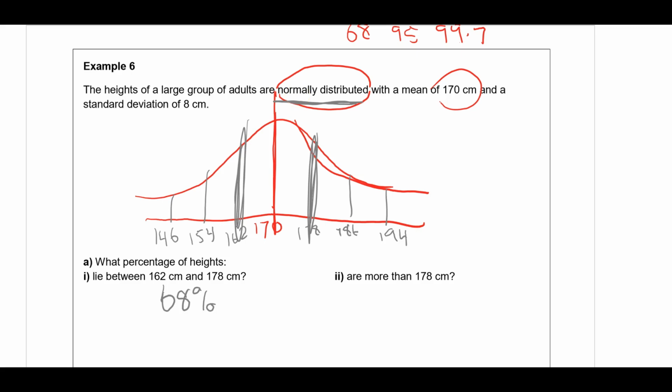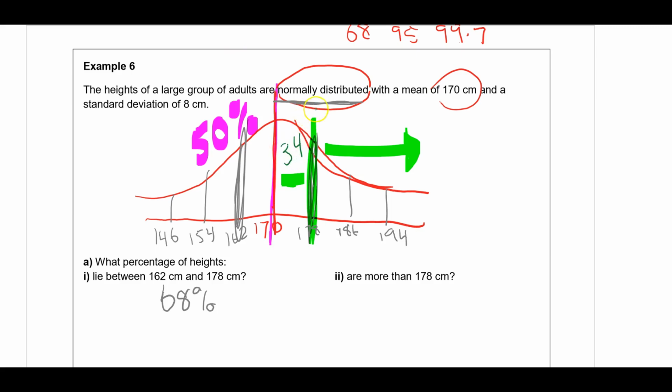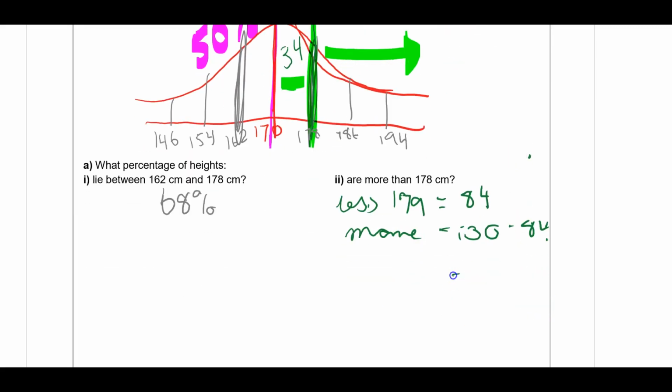More than 178. Okay. This line in the middle represents 50%. This part here is 34%. So less than 178 is 84, 50 and 34. So more is 100 minus 84 because it represents the whole population, and it's 16.